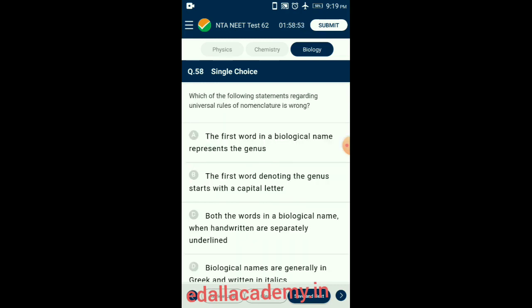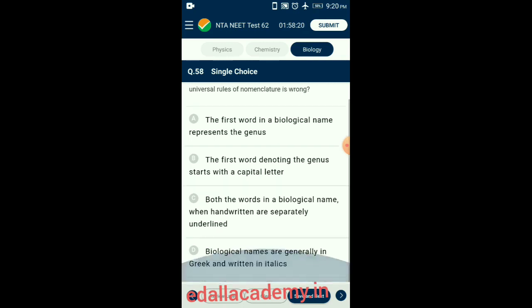Question number 58. Which of the following statements regarding universal rules of nomenclature is wrong? There are certain rules. Try to remember. The names are in Latin language, sometimes in Greek language. Generic name begins with a capital letter and is placed before the specific name. Specific name begins with a small letter. The scientific name should either be underlined or italicized. Name of the authority should be written after the specific epithet in abbreviated form. So the answer for this question is option D.